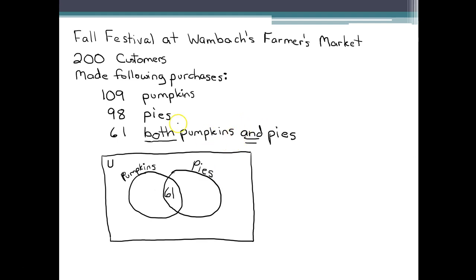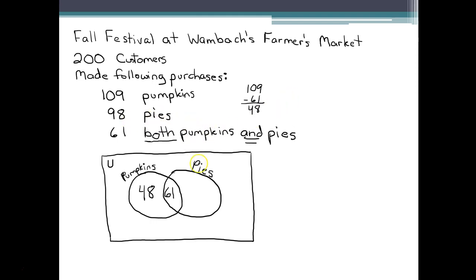Okay. Now going back to the 109 pumpkins. Well, look at that. The circle for pumpkins already has 61 in it. So before we fill out the rest of that circle, we need to take out the 61. And if we put 48 right here, now that entire circle represents the 109 pumpkin purchases.